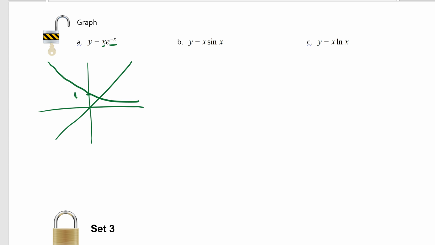If we look at the product of those, with particular regard to the points that we made above, then on this curve, the value of y equals x is 0, so when we multiply 0 times whatever e to the minus x is, we'll get 0, so we'll pass through there.